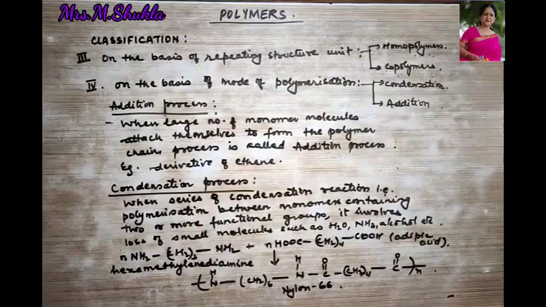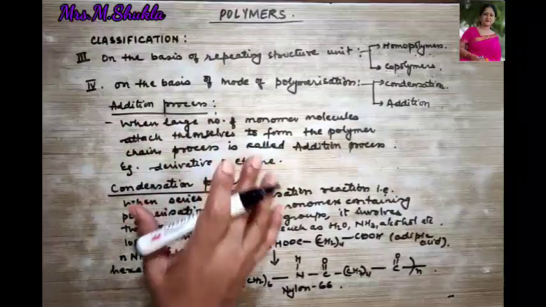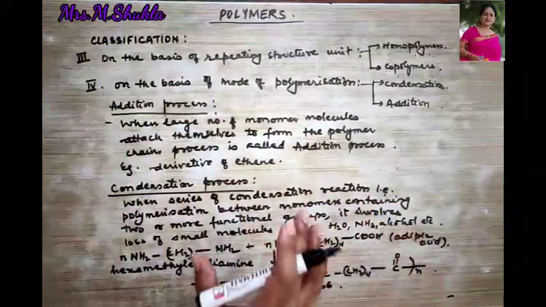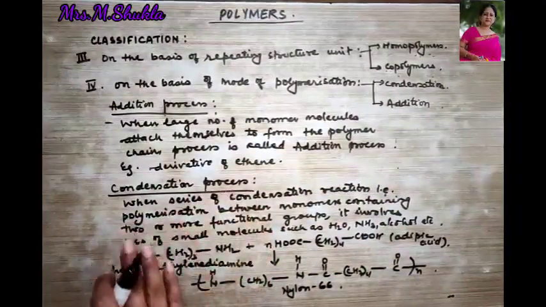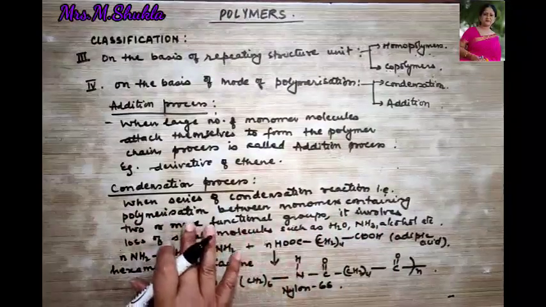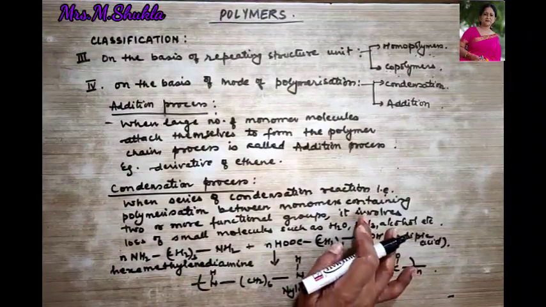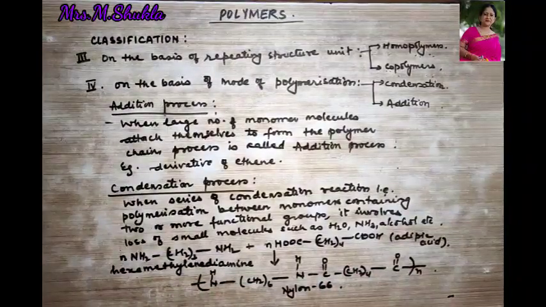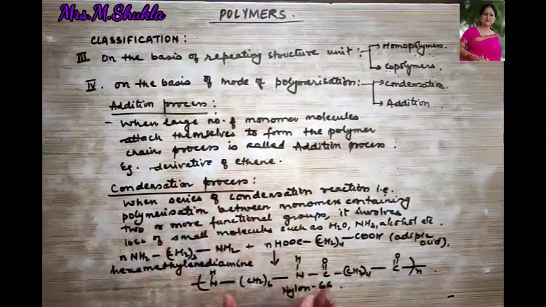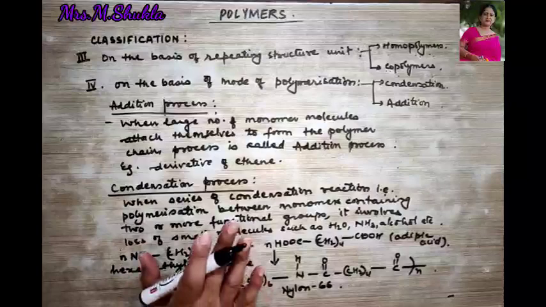I hope on the basis of mode of polymerization, the two processes are very clear to you. The addition process is when a large number of monomer molecules attach themselves and form a polymer chain. But what is the condensation process? When a series of condensation reactions takes place, that is polymerization between monomers containing two or more functional groups, it involves a loss of small molecules like water, ammonia or alcohol. Then this process of forming a polymer is called the condensation process. Okay, so this was the classification on the basis of mode of polymerization.